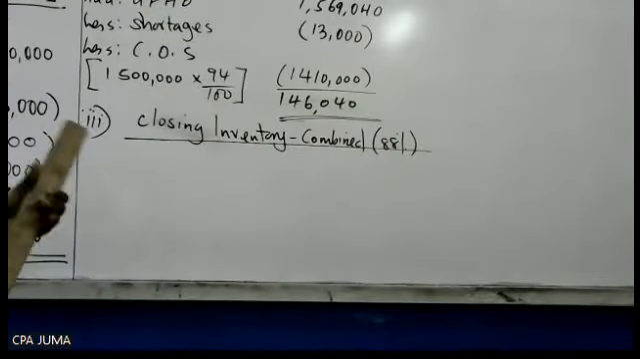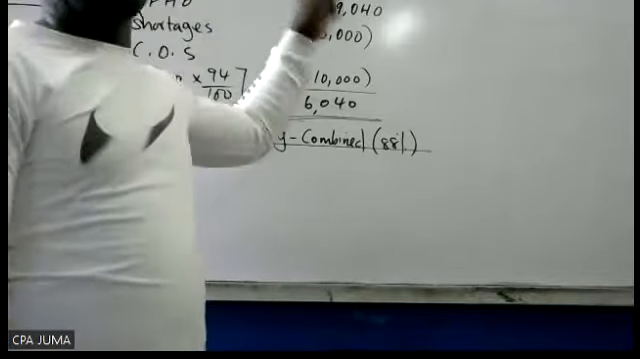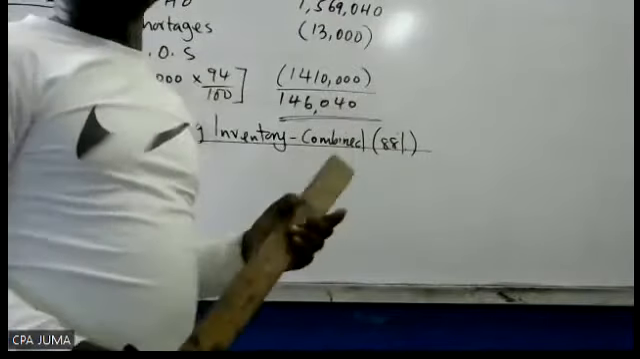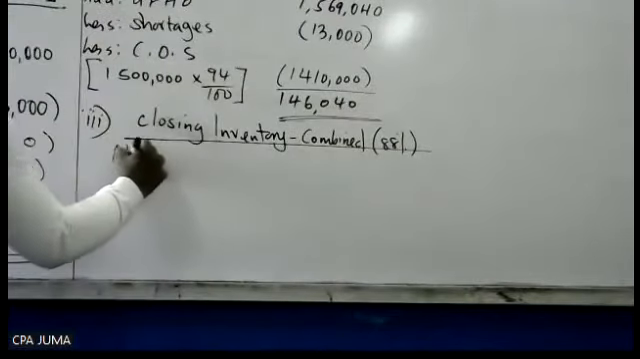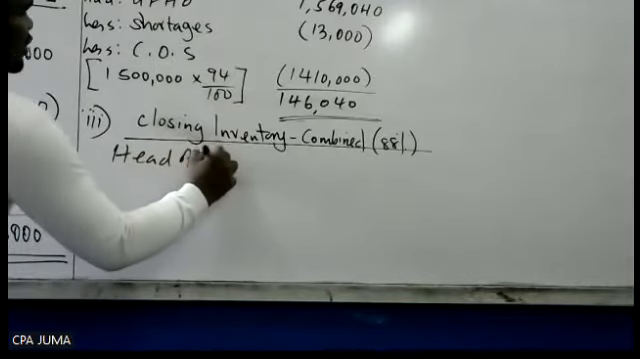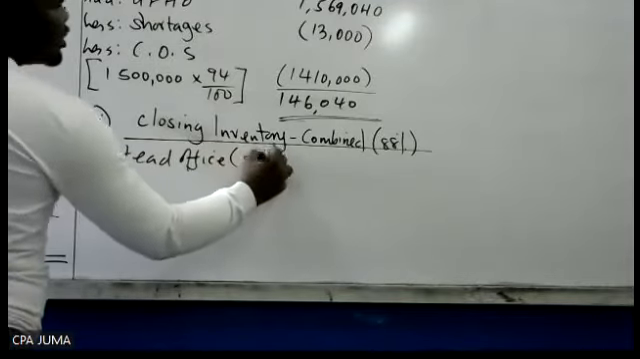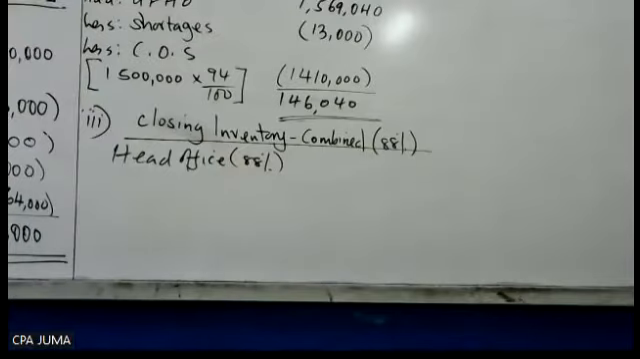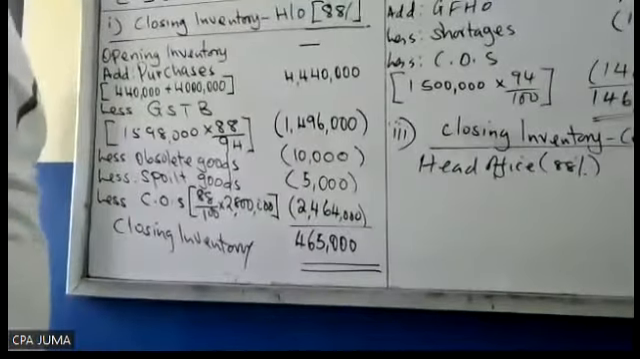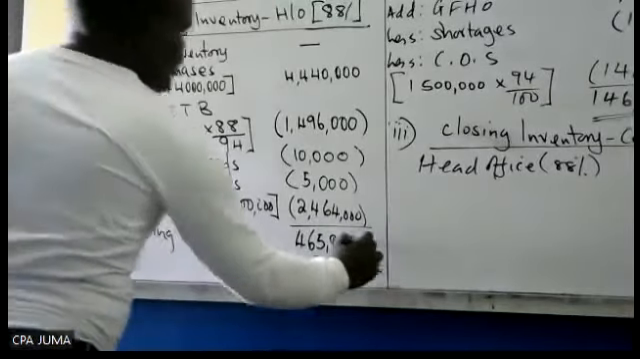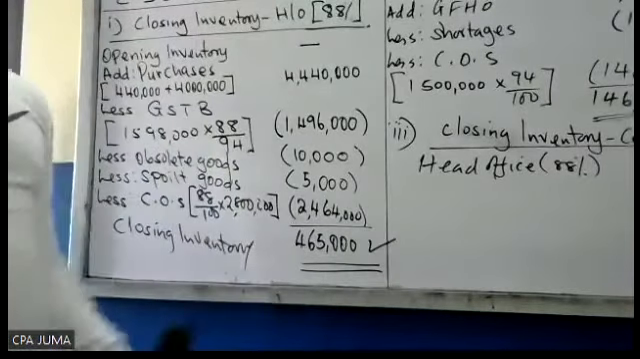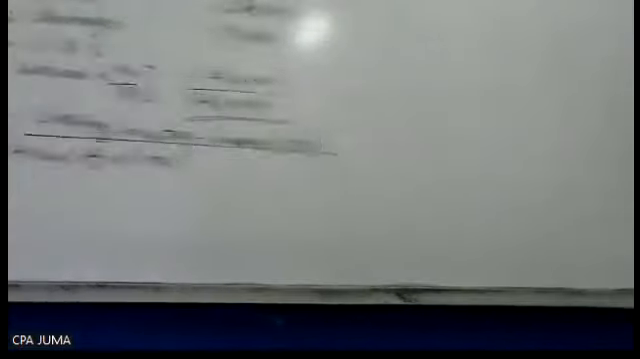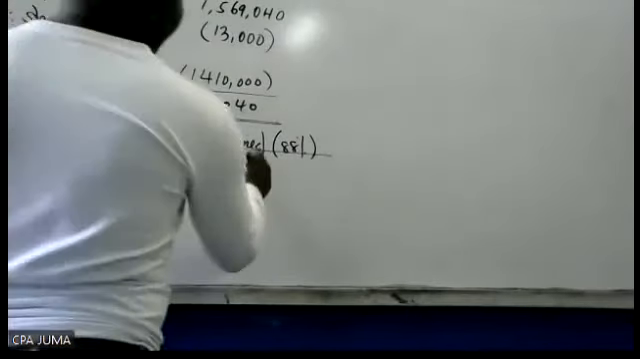So combined is just a matter of adding. You add head office plus branch. So head office closing stock. Of course, head office was at 88, so just pick that value we have determined. We have determined for head office how much? 465. So take 465.